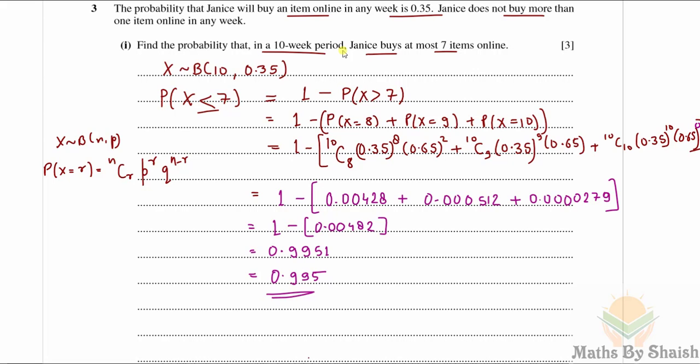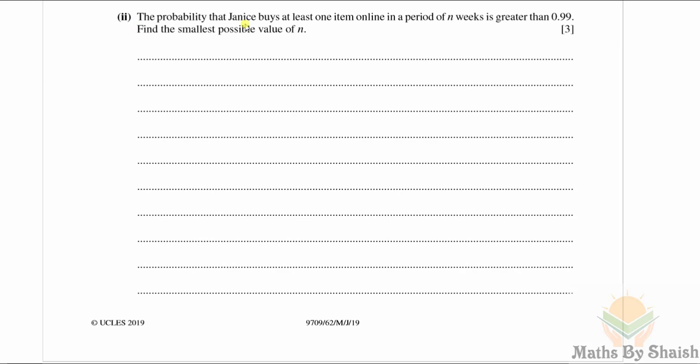I hope it is clear. Let's do the second part. The second part is: the probability that Janice buys at least one item online in a period of n weeks is greater than 0.99. Find the smallest possible value of n.